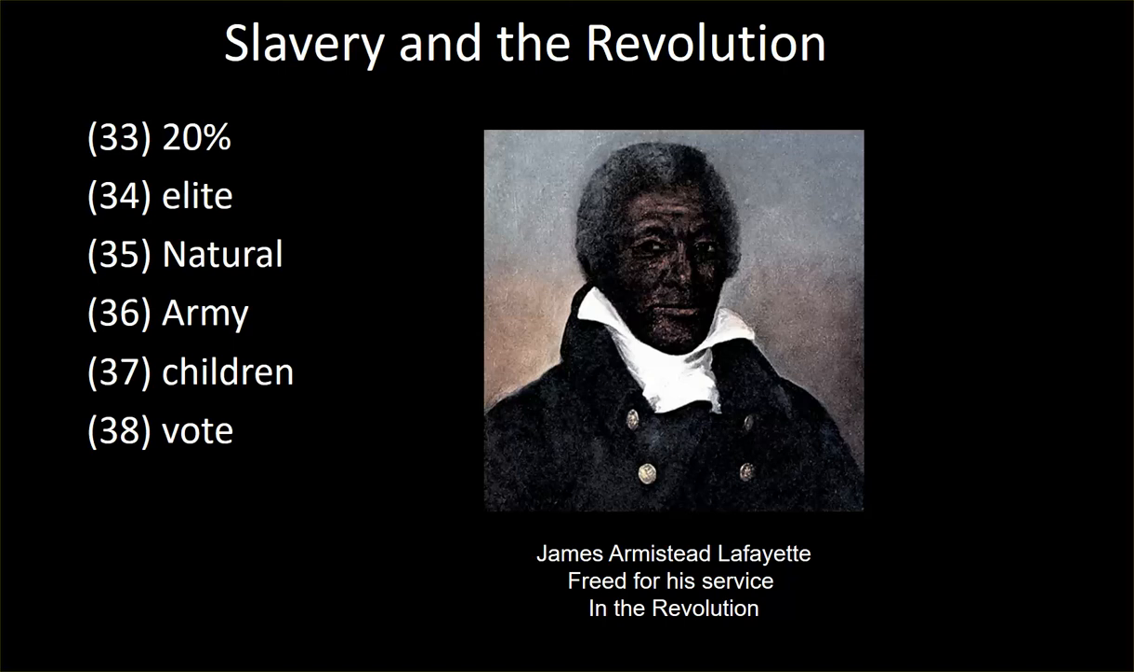So they don't need white leaders to tell them what freedom is. They don't need the Declaration of Independence to tell them that freedom is their birthright. They know that. Phyllis Wheatley was a slave. She was also the first black woman to be published in the United States.